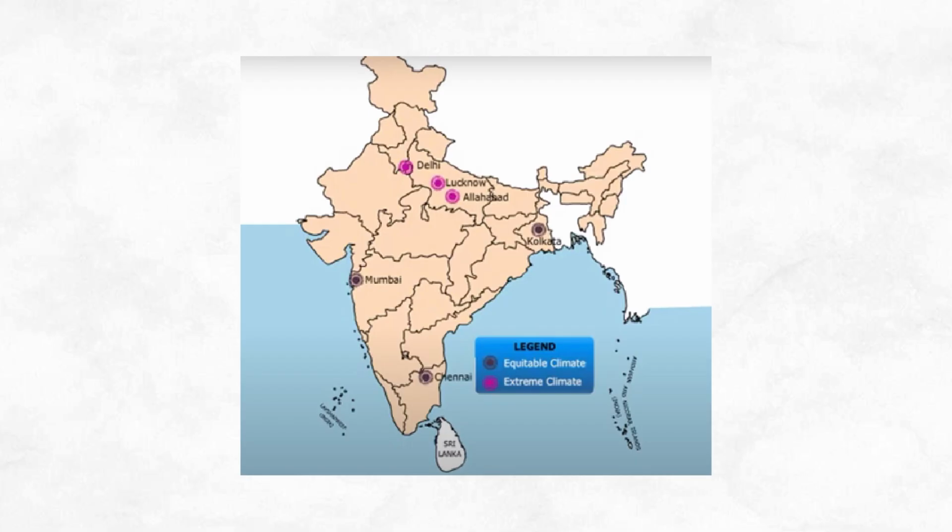Extreme climate. In extreme climate, summers are hot and winters are cold. There is a large difference between the temperature of day and night.